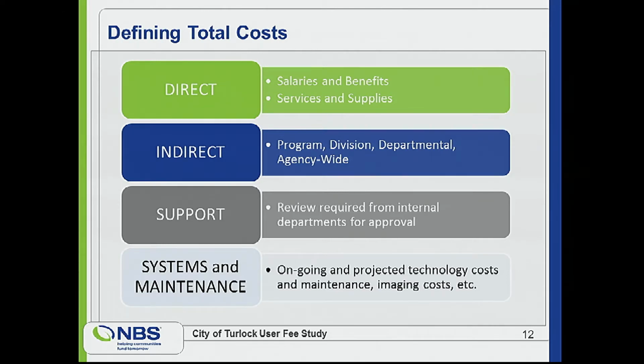The second is your indirect costs. These are your program, division, and departmental and agency-wide indirect costs. What this means, this includes your citywide overhead. This also includes departmental overhead, so trainings, meetings, and breaks, supervisory, clerical, training activities. A portion of those have been included into the calculation of the fully burdened hourly rate.